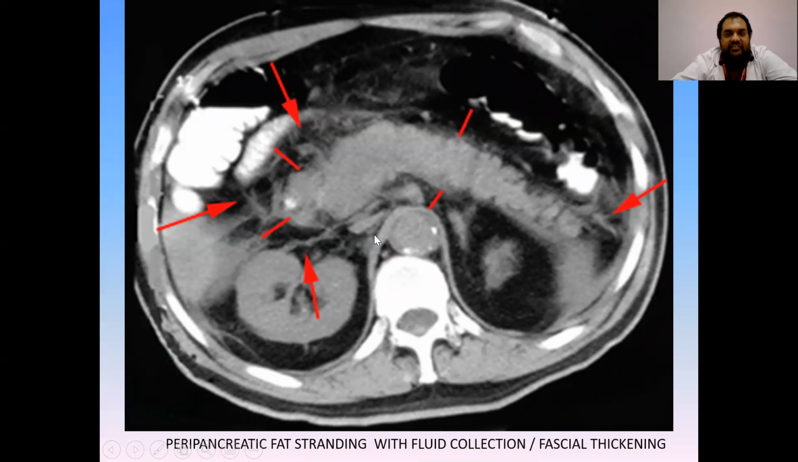And this is the axial section of the CT abdomen showing the peripancreatic fat stranding given by the arrows with the fluid collection and fascial thickening.